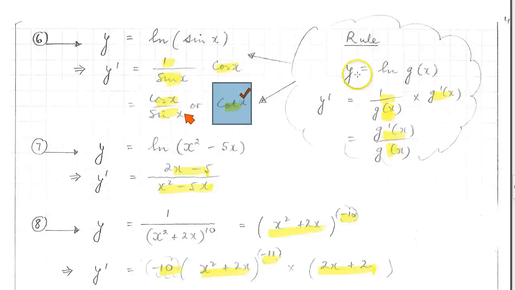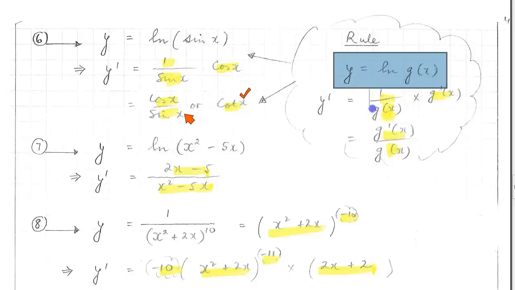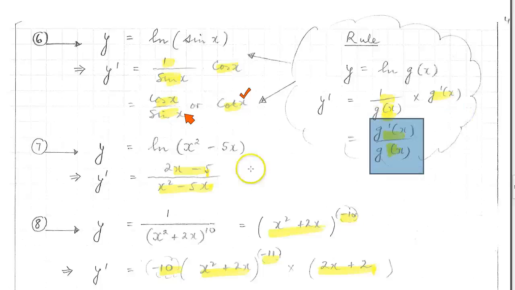Okay, and there's your rule. y equals ln g(x). y dash becomes 1 over g(x). And don't forget to multiply by the derivative of g(x), which is g dash x. So you'll end up with g dash x over g(x). Try number 7 and 8 and see how you get on.